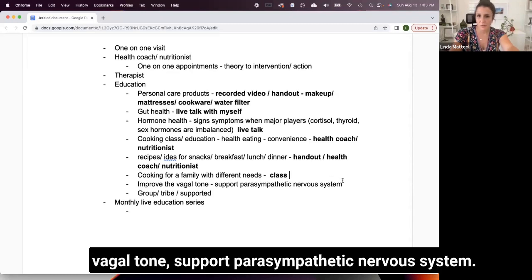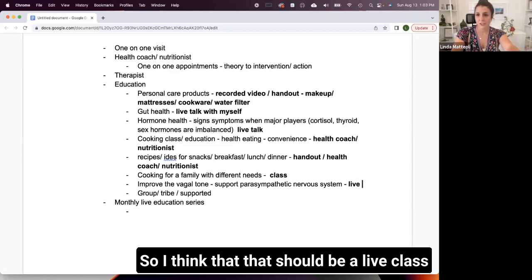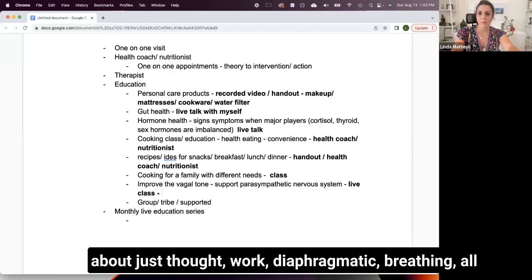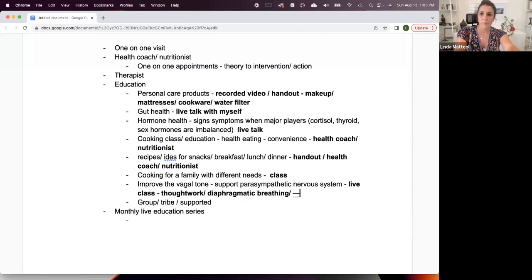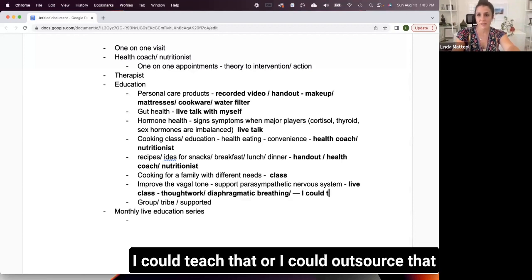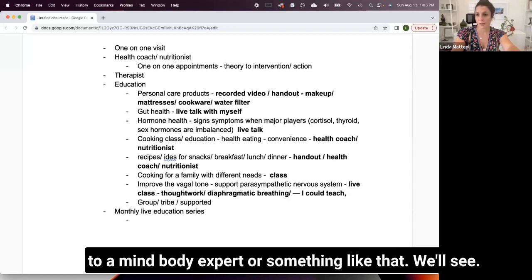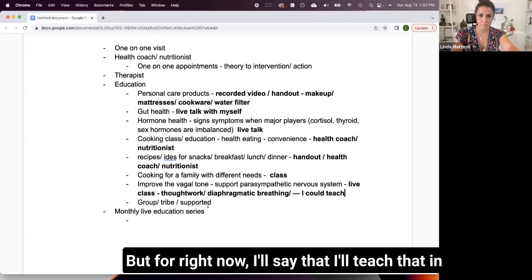Improving the vagal tone, support parasympathetic nervous system. So I think that should be a live class about just thought work, diaphragmatic breathing, all these different ways that we know on how to improve that tone. I could teach that, or I could outsource that to like a mind body expert or something like that. We'll see. But for right now, I'll say that I'll teach that.